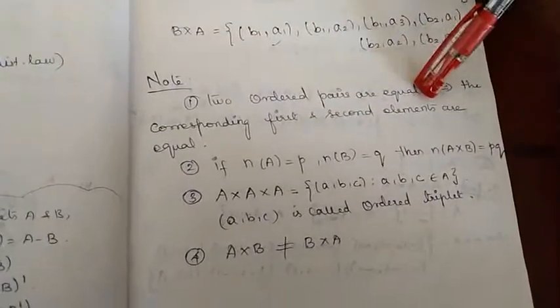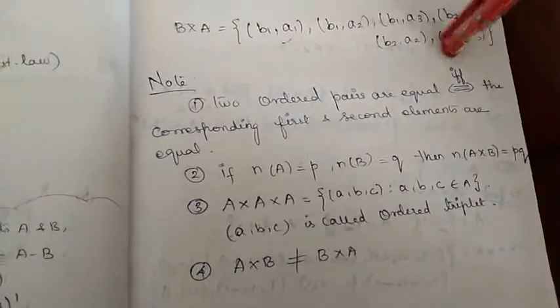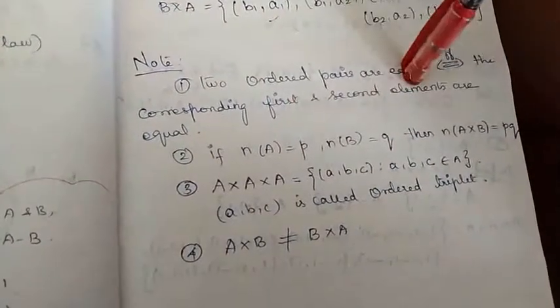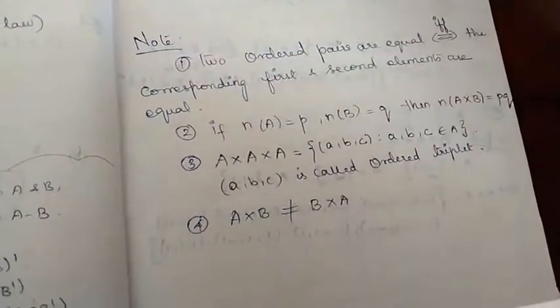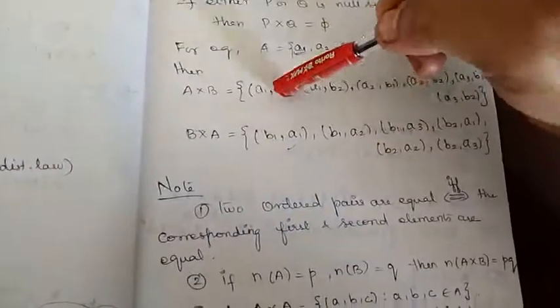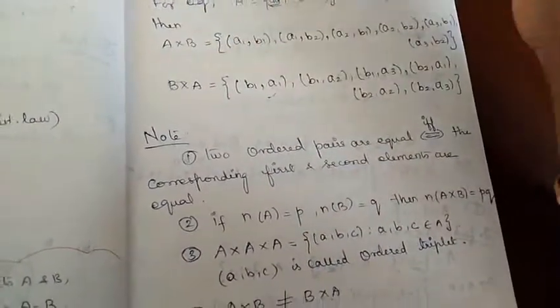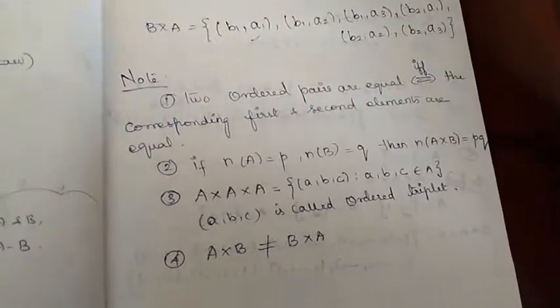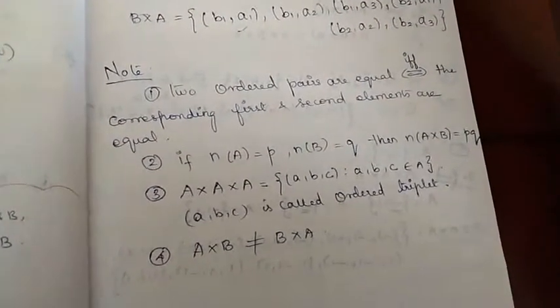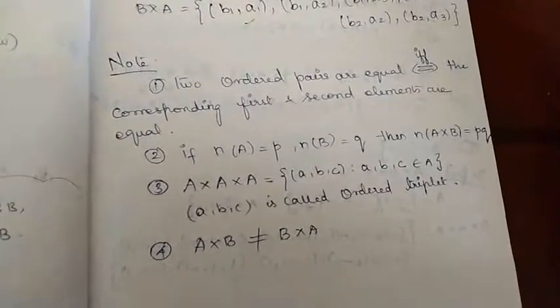We call two ordered pairs equal if and only if the corresponding first and second elements are equal. What I told right now: if the positions are changing, then these two ordered pairs are not equal. It should be exactly matched. Then only the ordered pairs are called equal. You can remember the plotting of a point on a graph.